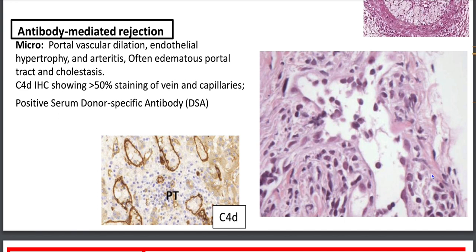Antibody-mediated rejection. Look for portal vascular dilation. Remember, zone 3 dilation, endothelial cell hypertrophy, and arteritis. And it's often an edematous portal tract, zone 1, and cholestasis. C4d IHC, C4d being part of the complement cascade, shows greater than 50% staining of veins and capillaries, and you'll have a positive serum donor-specific antibody.